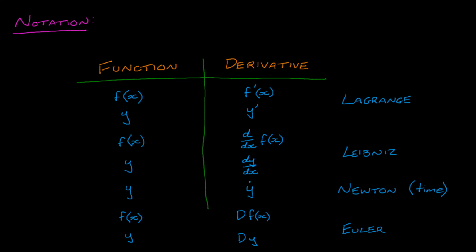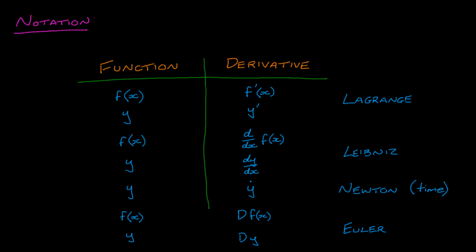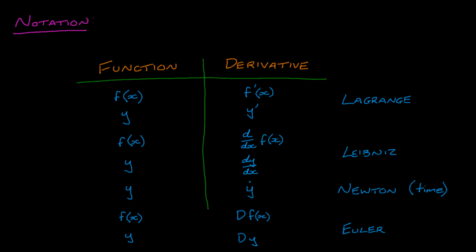Most of the time, you'll be using the first two sets, the Lagrangian and Leibniz notations, using primes and dy dx. Those will be the two that you'll see in your textbook most commonly and that we will use when working these problems. The Newtonian notation, the dot notation, is actually most commonly encountered in physics, because in physics many of your formulae are for systems that evolve over time, and so you're often finding derivatives with respect to time.